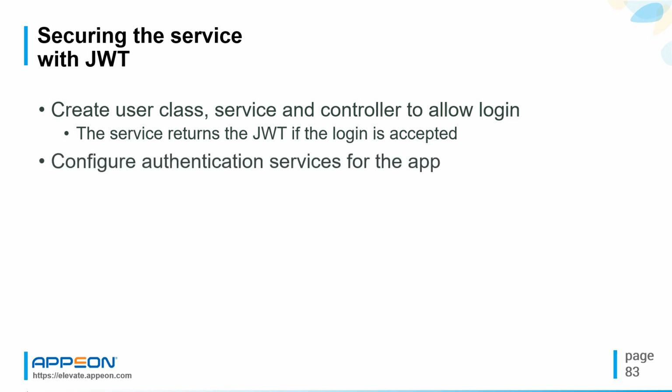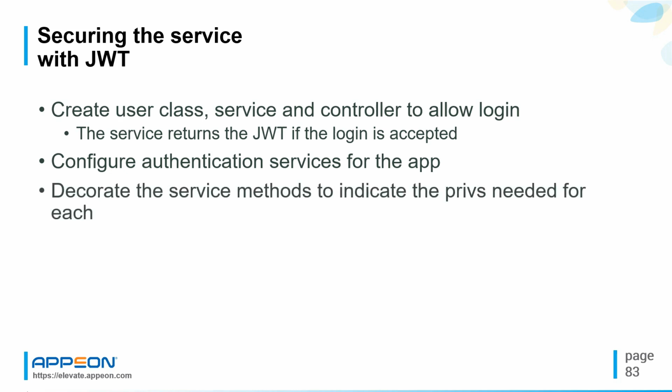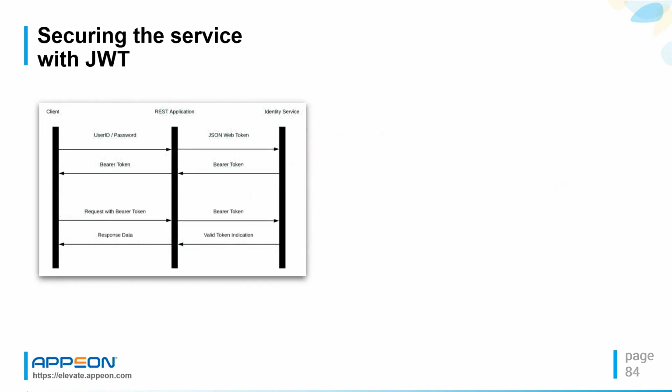Anyway, I got ahead of myself there. We're going to create a user class, service, and controller to allow us to do the login. Then we'll go to each of the methods in our application and indicate, first of all, that authentication is required, and then for each particular service, what role is needed to use it. And then we're going to test that using a utility called Postman.